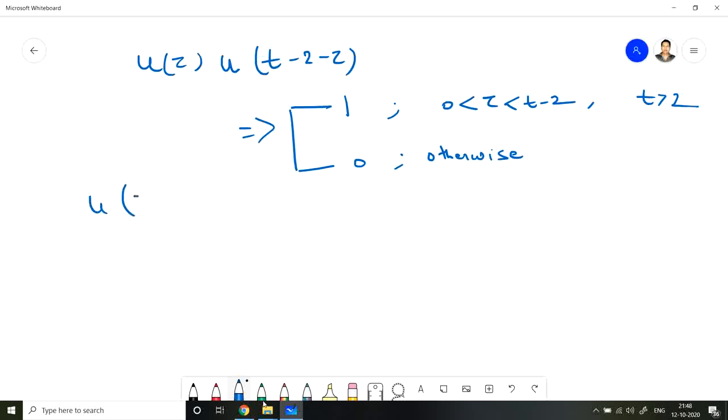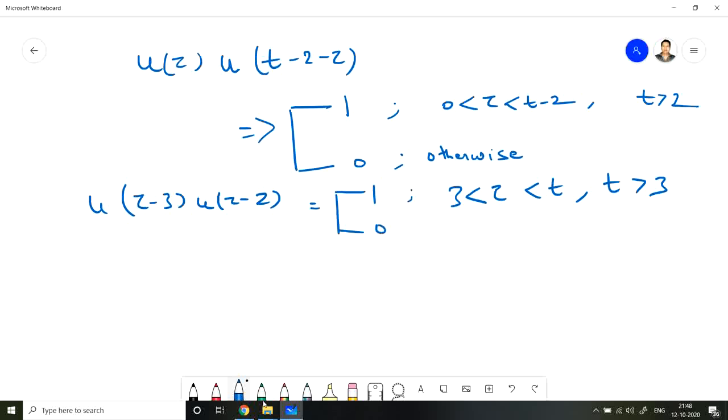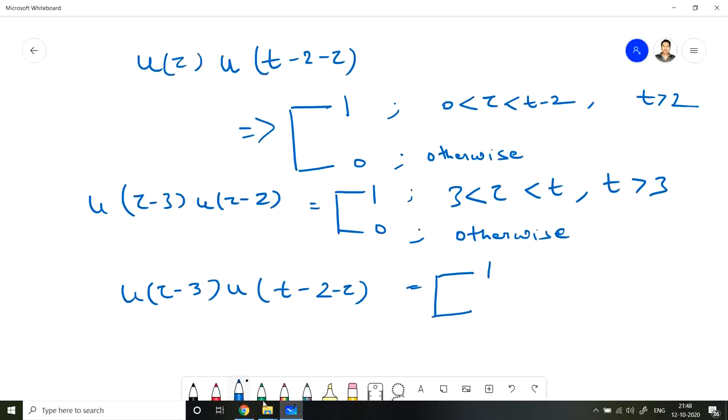Now we have u tau minus 3 multiplied by u t minus tau. So it is equal to 1 for what range of tau? The range of tau is 3 less than tau less than t, and t is greater than 3, and it is equal to 0 otherwise. There is another product, u tau minus 3 multiplied by u t minus 2 minus tau. It is equal to 1 when 3 is less than tau less than t minus 2, and it is equal to 0 otherwise.